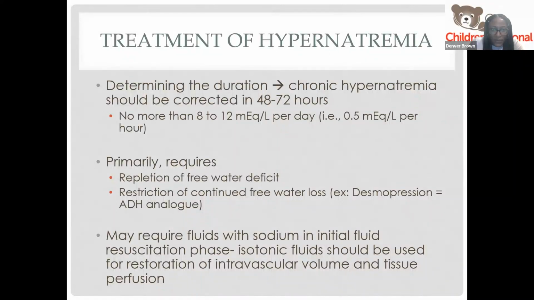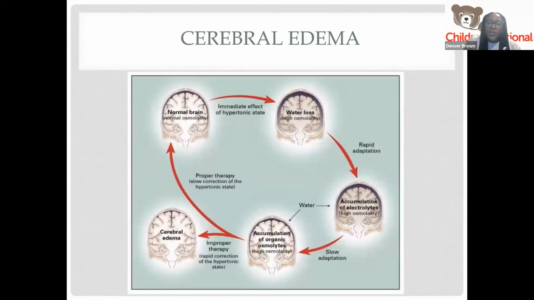For treatment of hypernatremia, it may require fluids with sodium initially in the resuscitation phase. And when you're resuscitating a patient, you also always want to resuscitate with isotonic fluids. And over time, you can then lower the tonicity to slowly lower your serum sodium, again, by no more than 8 to 12 milliequivalents per liter per day. The reason that we care about not lowering the sodium too much is because of cerebral edema that can be caused by rapid sodium lowering.